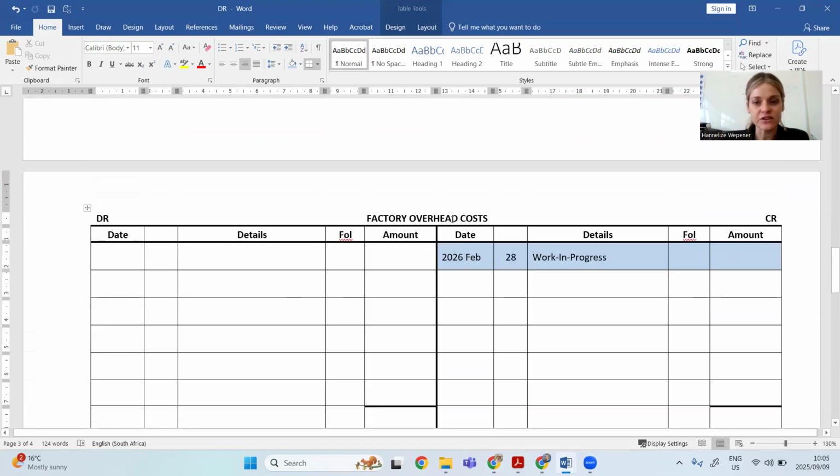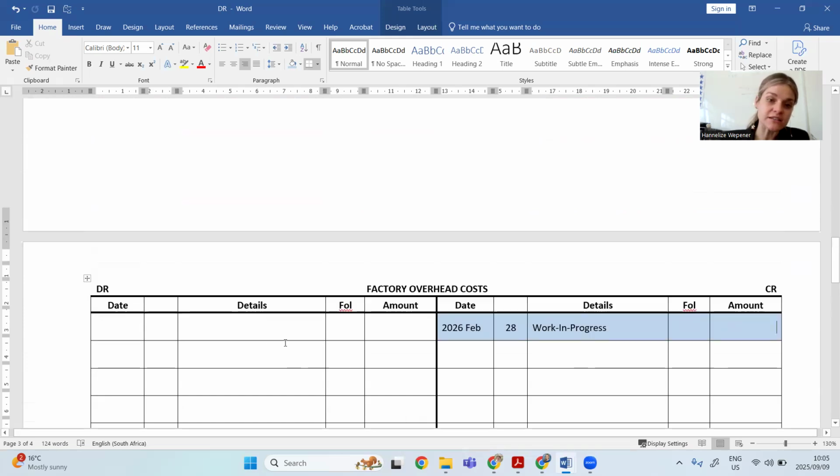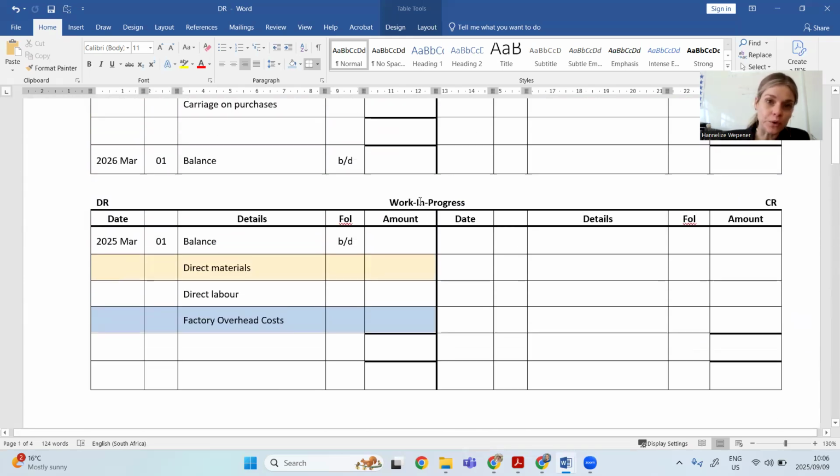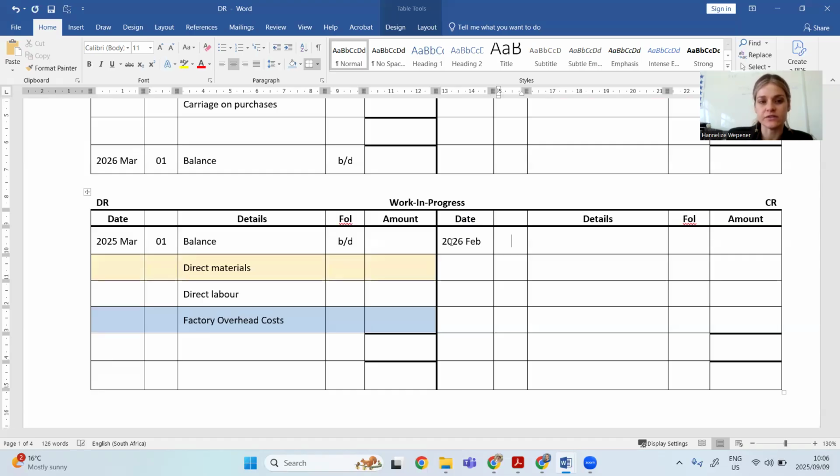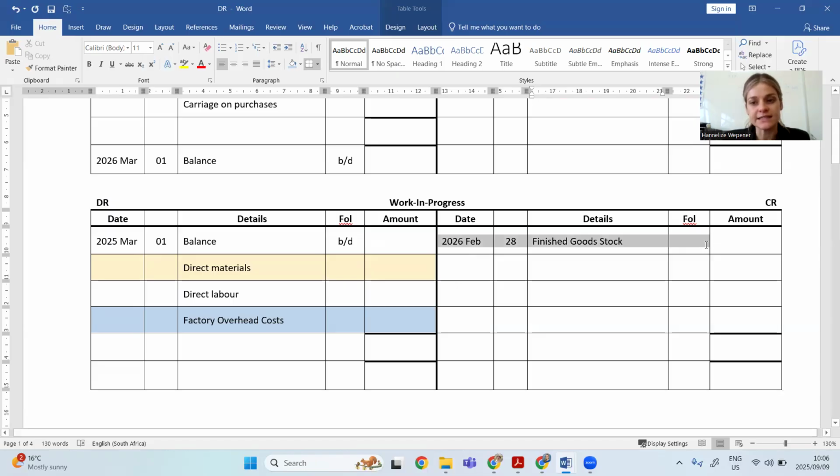So factory overhead costs, all of the costs will be listed here. We will still look at that. And then we needed all of these costs to be able to work on the raw material. So we needed our prime cost together with our factory overhead costs. Right, then we're going to get to the point where luckily we are now done with some of these items. So then by the end of the year, we are going to determine how much did we have as finished goods stock. In other words, what are we now done with that we can sell?